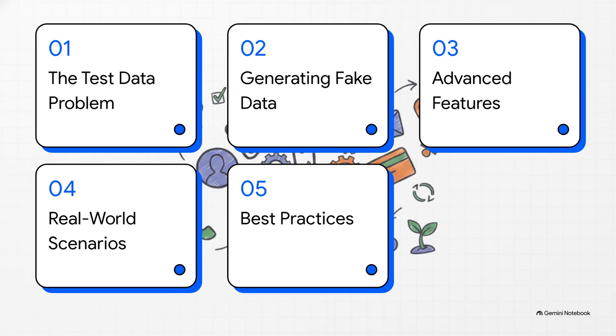Here is our roadmap for today's explainer. We'll start with the test data problem, move into the basics of generating fake data, dive into advanced features and localization, look at real-world scenarios regarding privacy, and then wrap up with some best practices.